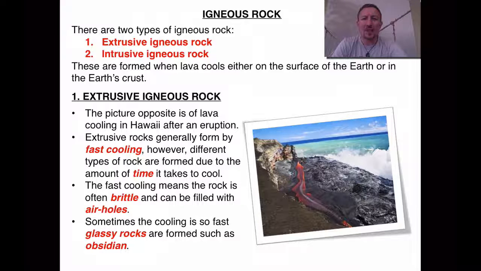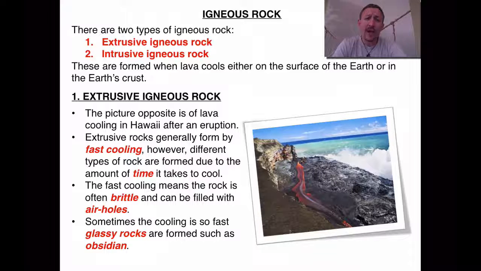Now, if you look at the picture down below, you can see an example of extrusive rock beginning to cool. This is a lava flow in Hawaii, and you can see it's cooling on the surface of the rock as it's crashing into the sea. It cools incredibly quickly. Now, because it cools incredibly quickly, it doesn't allow any crystals to form. Now, crystalline structures are what gives a rock its solid and hard structure. The more crystalline, or the better the crystals realign, the harder the rock is going to be.